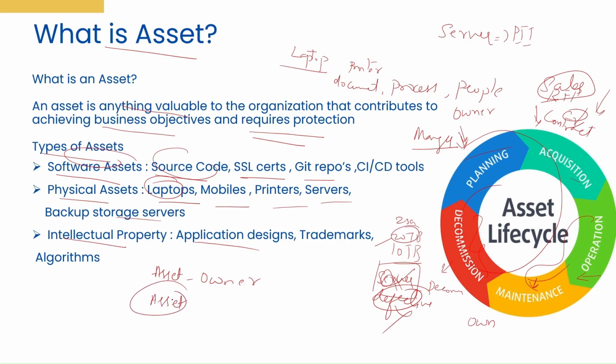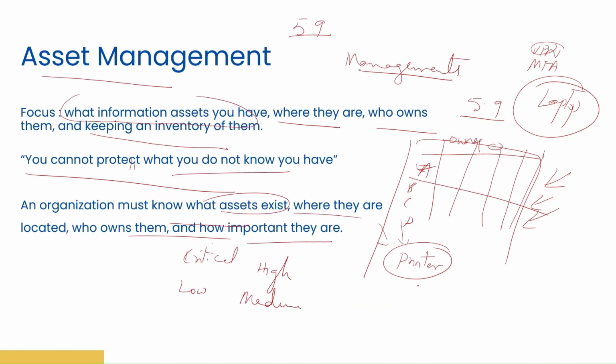I mean, it should not be that this asset is there, but there is no owner assigned to it. It should not be the case. Make sure that all these things are followed. So you know that it is a printer. We understand it can print, but it is not a very critical device, right? Or a very highly critical device for that matter.